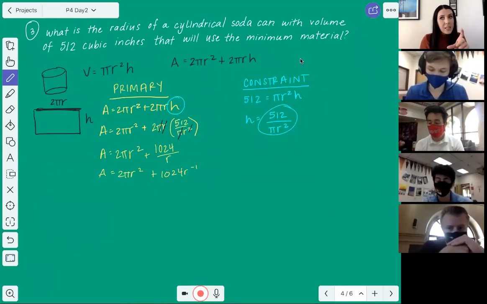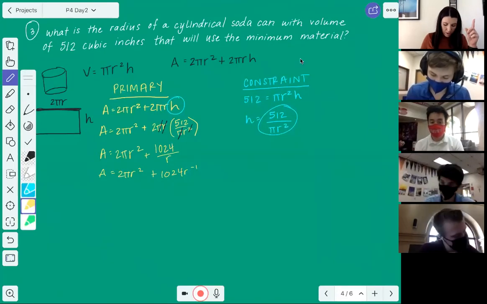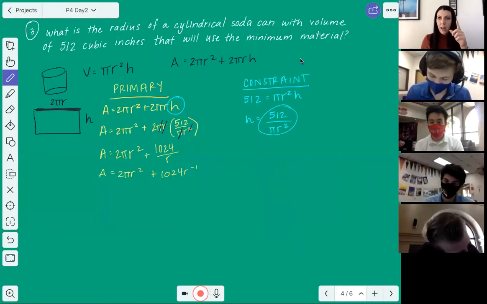Okay, now this is just area, so I don't want to set this to 0. I don't want the area to be 0, then I don't have a can at all. What I want is to find the minimum area, and so that's why we take a derivative and then set that equal to 0. Let's go back to Kleiner because I think that's where we left off, and we were at a similar place here yesterday. Kleiner, what would we do now?